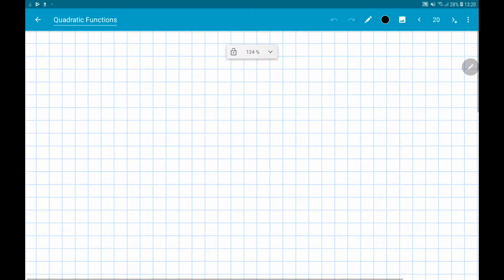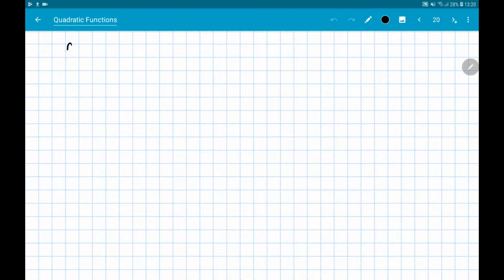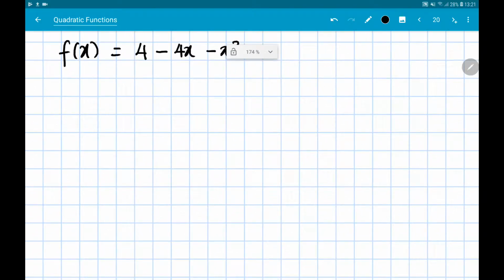Alright, now for this second one, let's say we want to examine the function f(x) equals 4 minus 4x minus x squared. Remember, every quadratic we can factorize, we can sketch the curve, and we can determine the maximum and the minimum by completing the square. Alright, so in order to complete the square, to determine whether it's a maximum or a minimum, the first thing is, let's rearrange the quadratic equation.